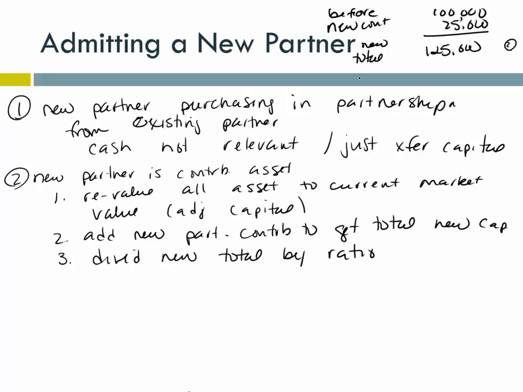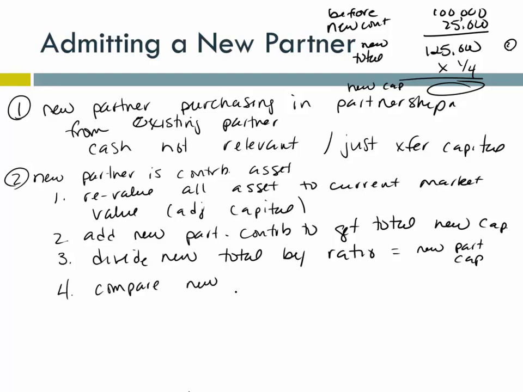All right. Then step 3, let's say he's putting $25,000 in to purchase a 1/4 interest. So you would take that new capital times 1/4 to get the new partner's capital, whatever that is. And so now the 4th step, which will give you the new partner's capital, is then to compare the new partner's capital with his contribution.